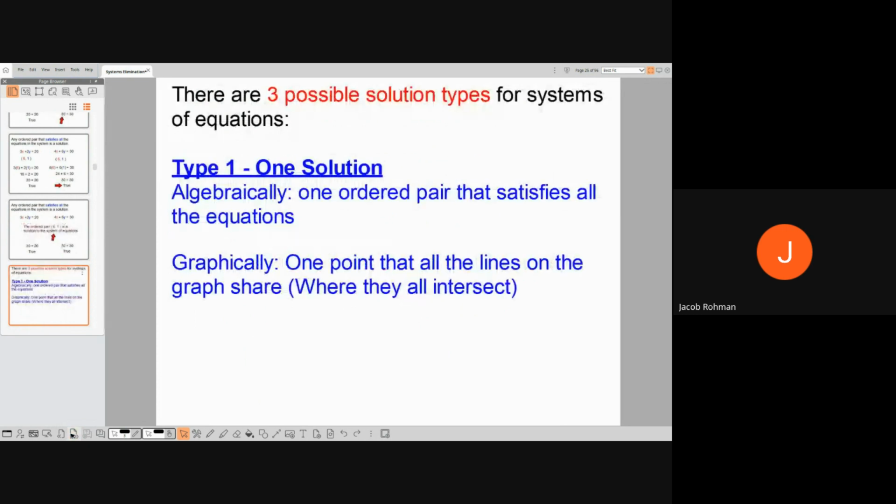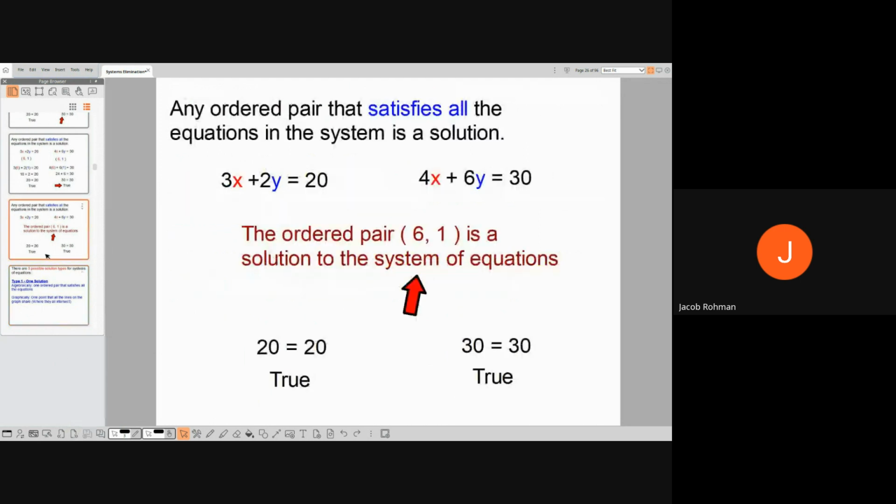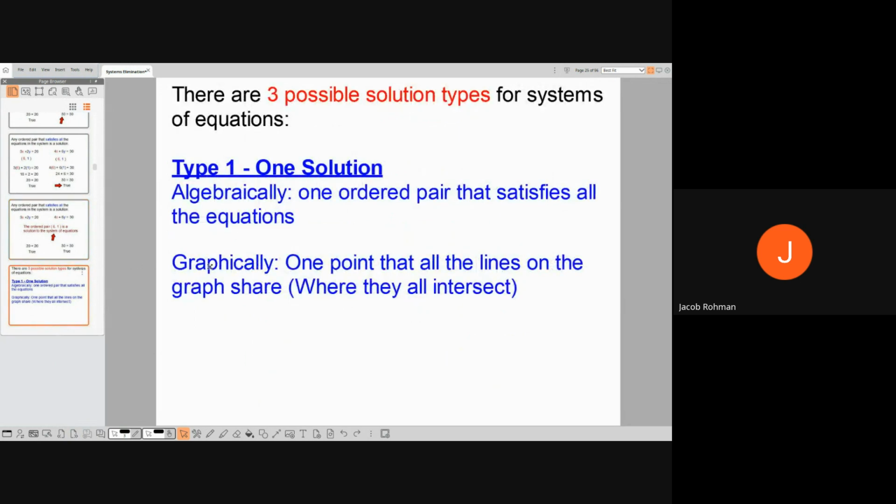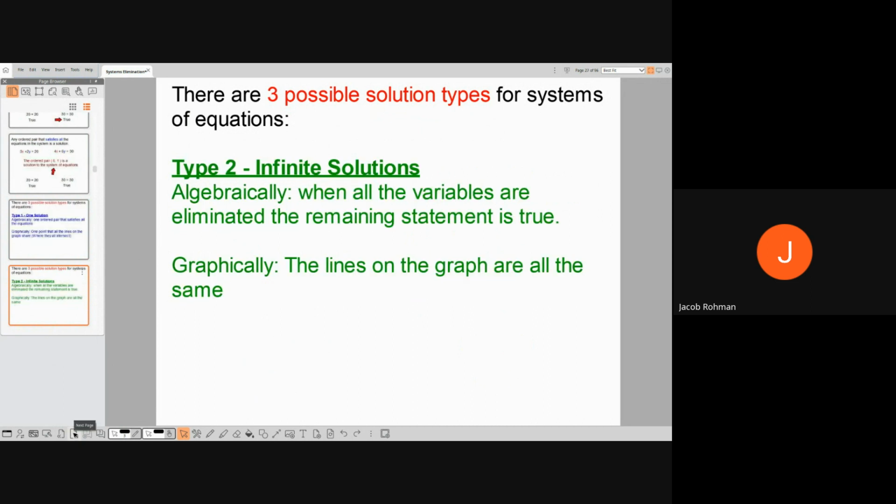Now recall that there are 3 possible solution types for a system of equations. The first type is one solution. Algebraically, that's where one ordered pair satisfies all the equations. That's what we just looked at with the ordered pair 6, 1. Graphically, that looks like one point that all the lines on the graph share, or in other words, where they all intersect.